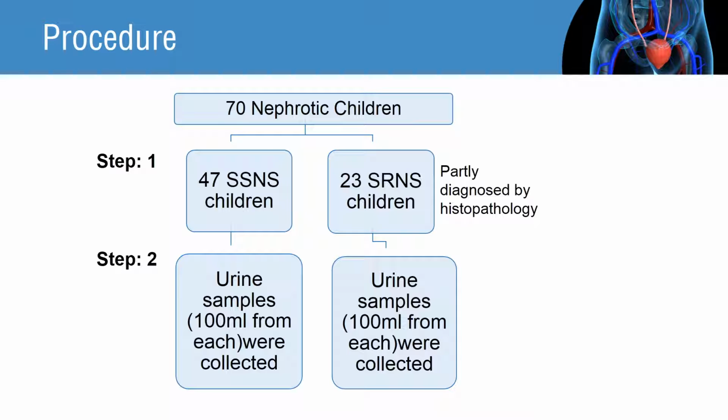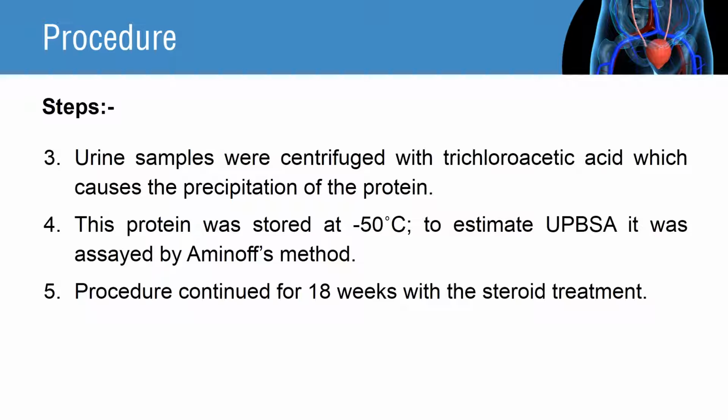Urine samples of 100 milliliters were collected from all the study subjects before the start of the corticosteroid therapy. The samples were centrifuged with trichloroacetic acid, which causes the precipitation of the glycoprotein. This protein was stored at -50 degrees centigrade. It was assayed by Anmenoff's method to estimate the urinary protein-bound sialic acid. The procedure was continued for 18 weeks after the steroid treatment.